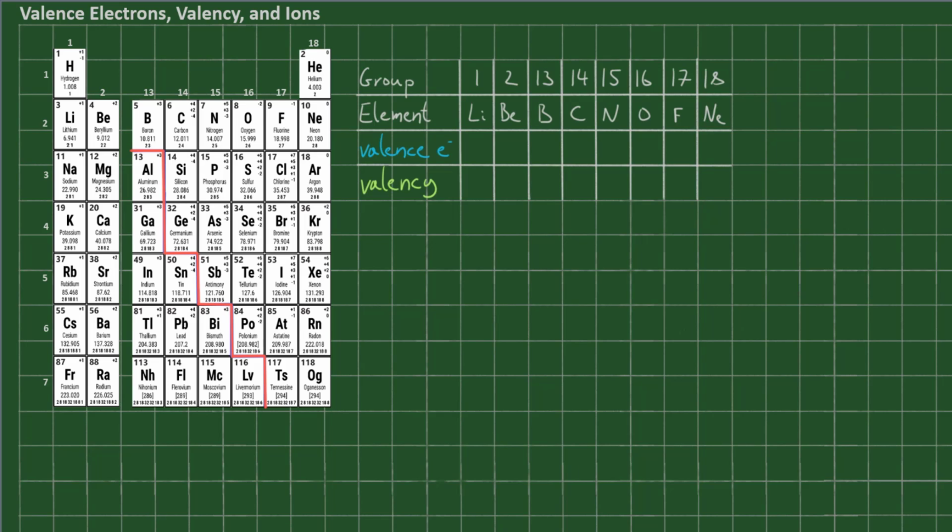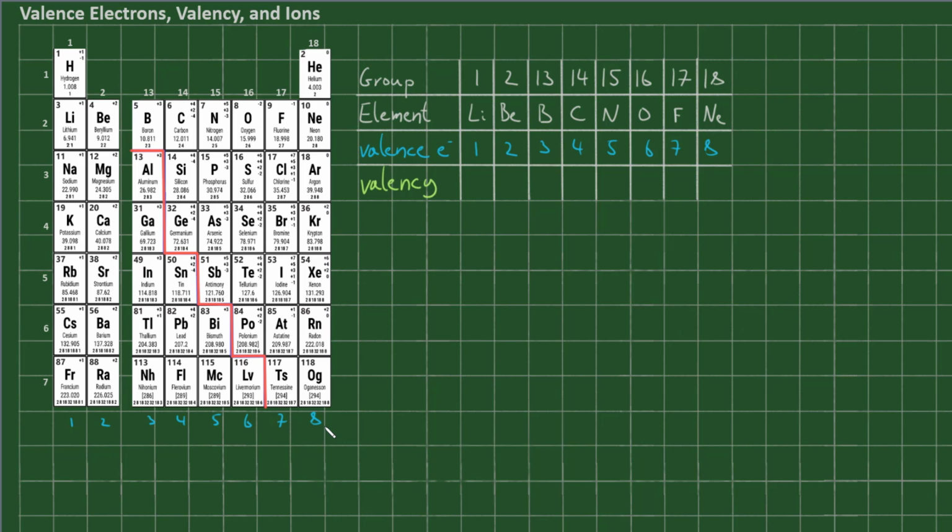Recall that the valence electrons are the electrons in the outermost energy level, and that elements within the same group will have the same number of valence electrons. So all elements in group 1, for example lithium, will have 1 valence electron. All elements in group 2, for example beryllium, will have 2. All elements in group 13 will have 3. All elements in group 14 will have 4, and so on, all the way up until group 18, the noble gases, where we end up with 8 valence electrons. I'm going to write the number of valence electrons beneath the periodic table as well.